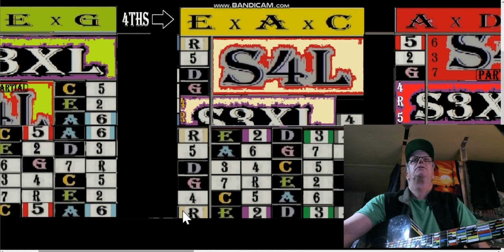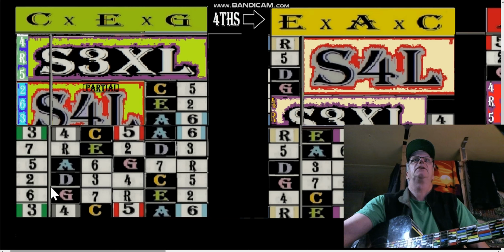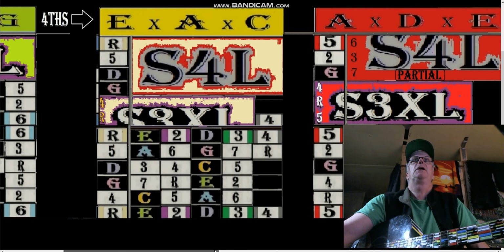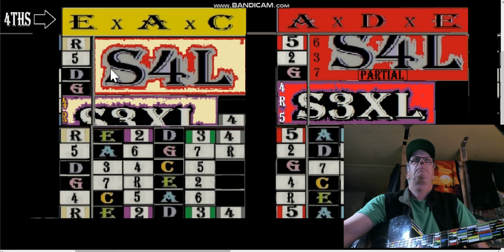Now here, 6 to root. What happens to the 7th there? Well, let's see. Do we cover the 7th over here? We have this 7. So this 7 and this 7 are the same note. So perhaps we're still safe. Okay, so anyway, let's look at the E box here and learn how to play it.